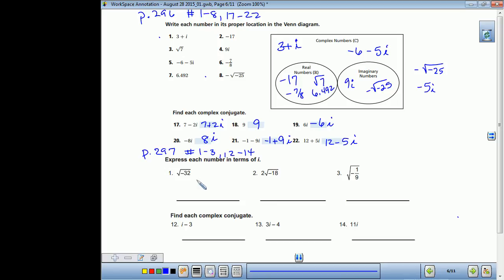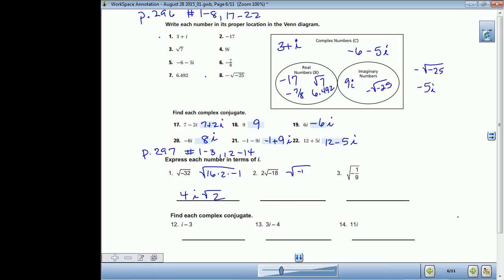Okay, that's fine. Alright, so square root of negative 32. We're going to break down into 16 times 2 times negative 1. So it's 4i root 2. Square root of negative 18, we're going to break down into 9 times 2 times negative 1. When we take the square root of 9 out, it throws a 3 out here. And when we take the square root of negative 1 out, we get an i out here. So we get 3 times 2 times i, 6i root 2.